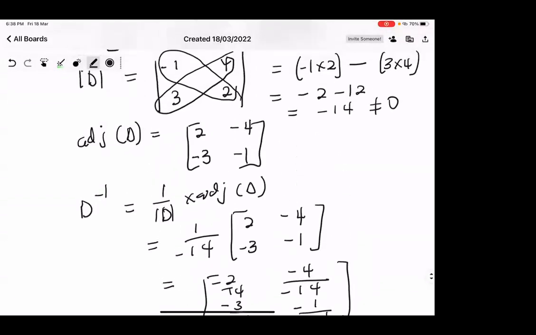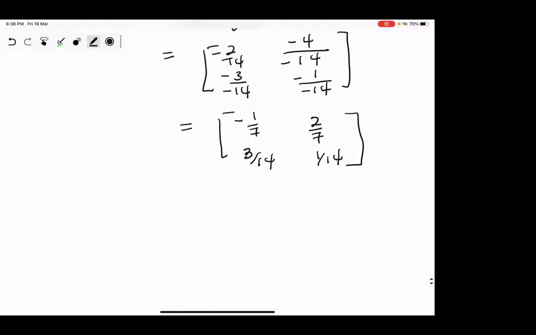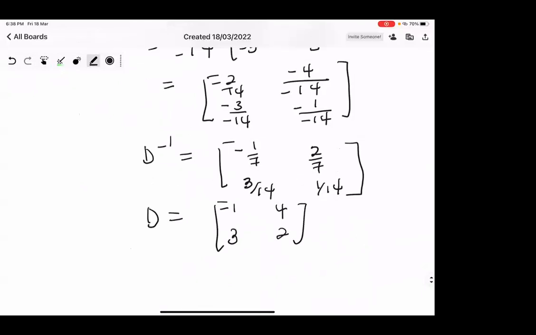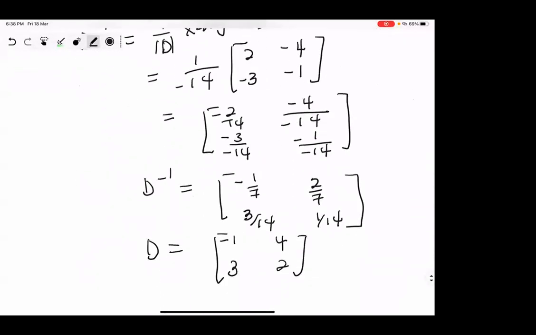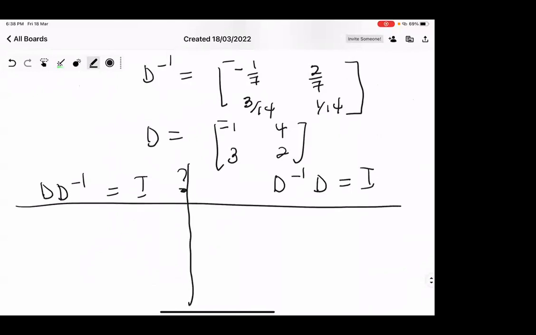Now, before it goes off, let me write that. So -1, 4, 3, 2. This is D inverse. We had D to be -1, 4, 3, 2. Check if D times D inverse will give us the I, and if D inverse times D will also give us the I. That is your check before our next log back in.